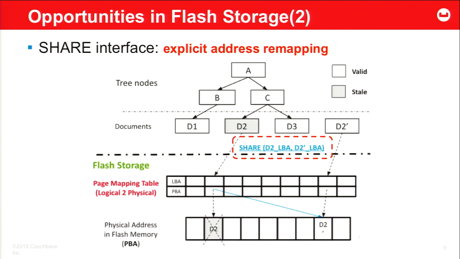So with that background, we propose the share interface. With the share interface, the user can change the address mapping explicitly from the host side. So let us assume that we are updating document D2, and its new version, D2 prime, is written in another location. After writing D2 prime in the other location, by calling the share interface with the D2 logical address and the D2 prime logical address, D2 can then access the physical version of D2 prime.